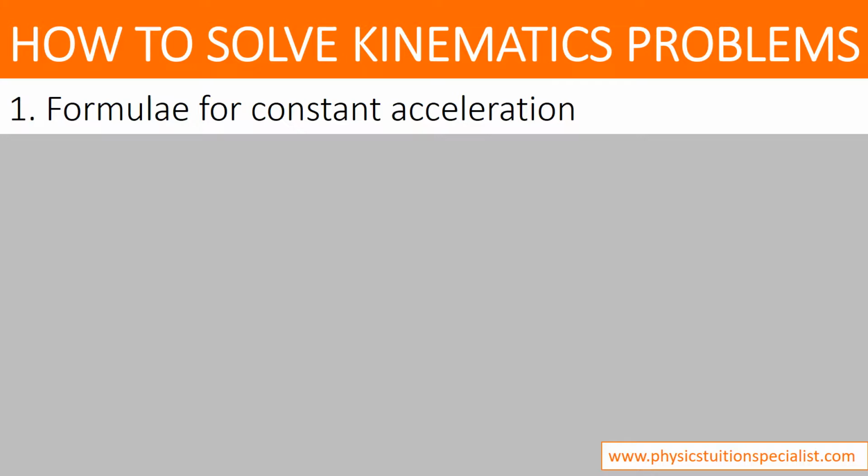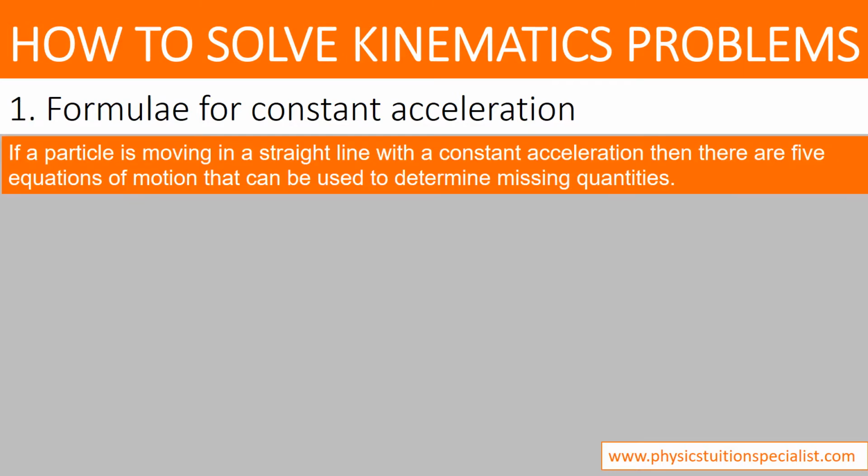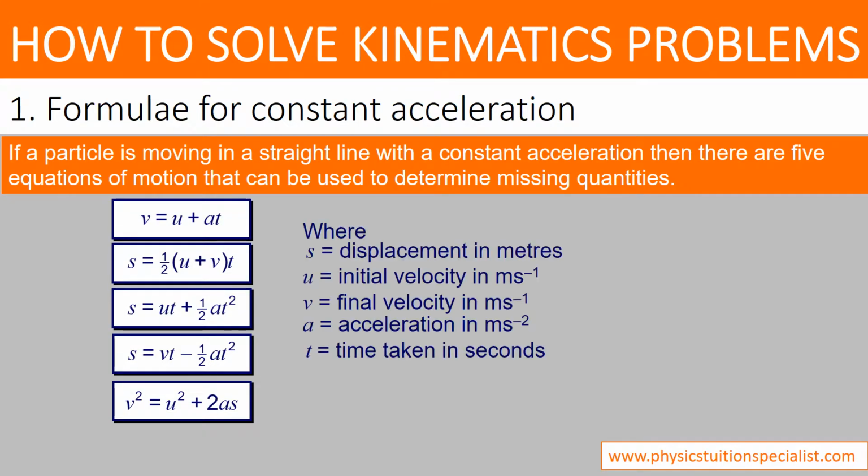It's a fixed value. Now, when you do that, you can have about 5 equations of motion that you can use to help you determine the missing quantities. So these 5 values are displacement, S is for displacement, and the second one here is U. U is the initial velocity in meters per second. That means the beginning velocity of the moving body.